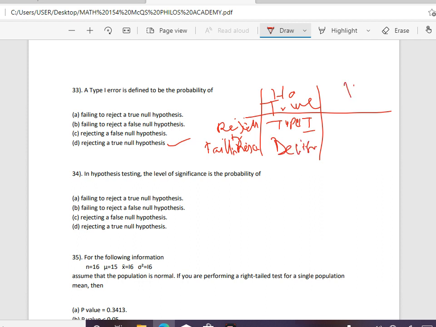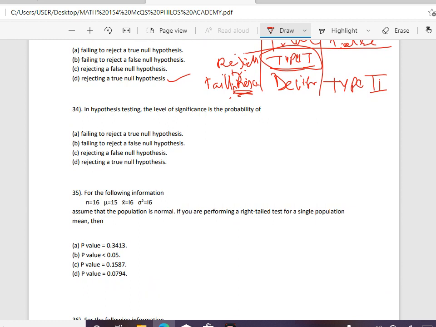But when H0 is false and you fail to reject H0, it is a type 2 error. Here, a type 1 error is when you reject the null hypothesis when it is true. So rejecting the true null hypothesis is a type 1 error. So the answer is D. 34. In a hypothesis test, the level of significance is the probability of.